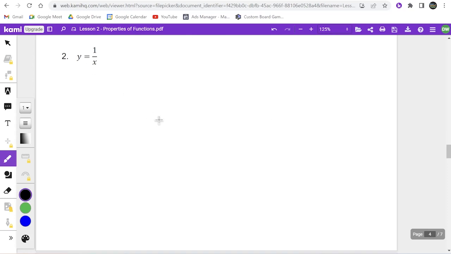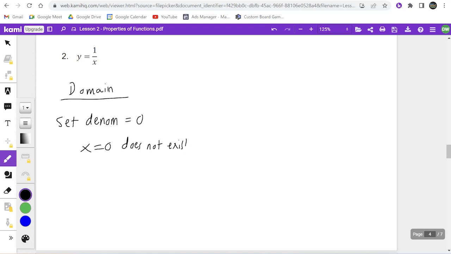Again, we're going to find the domain first. Basically the same thing as the last one. Now, this time, we do have a domain error. When does the denominator equal 0? Well, set the denominator equal to 0. So that just means x equals 0. And remember, that's not the answer. That's where the graph does not exist.